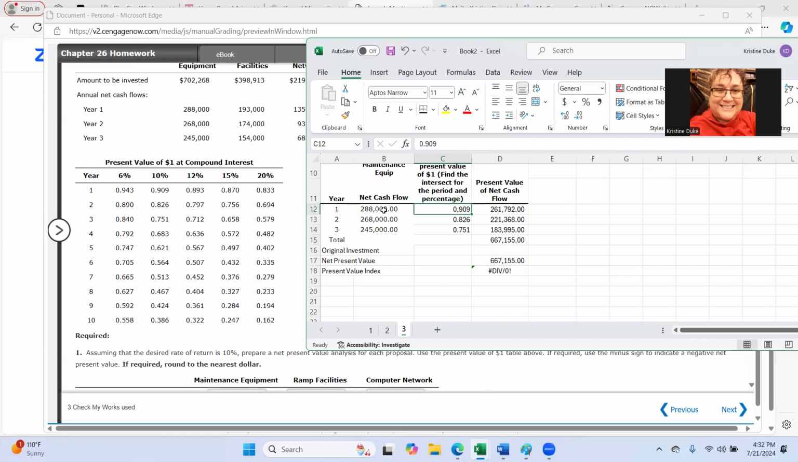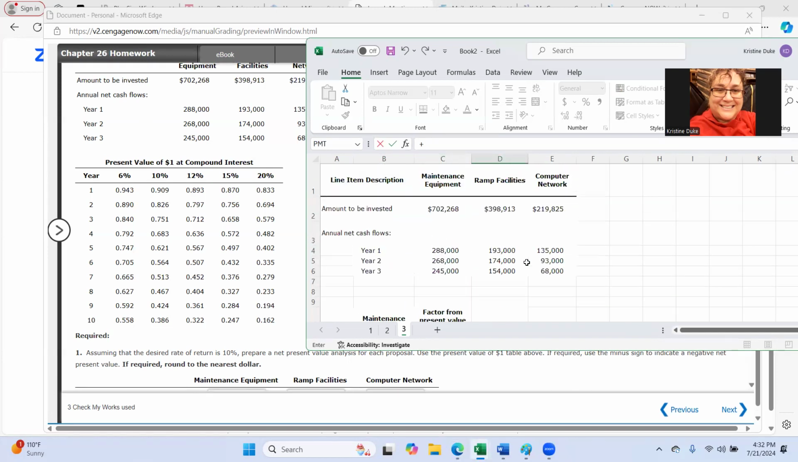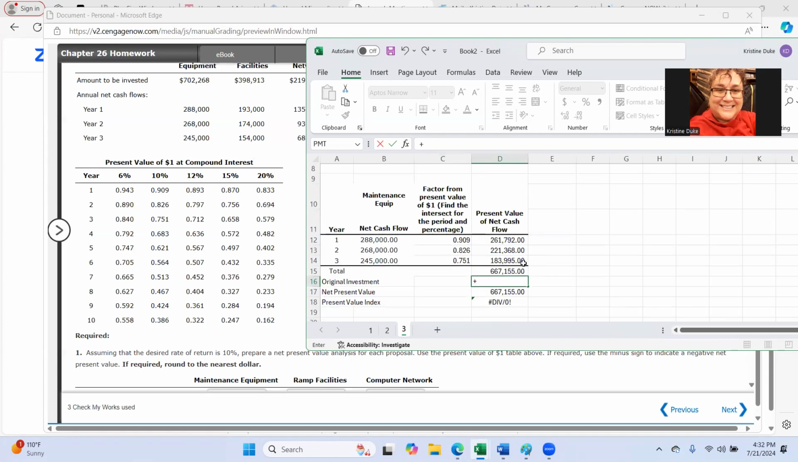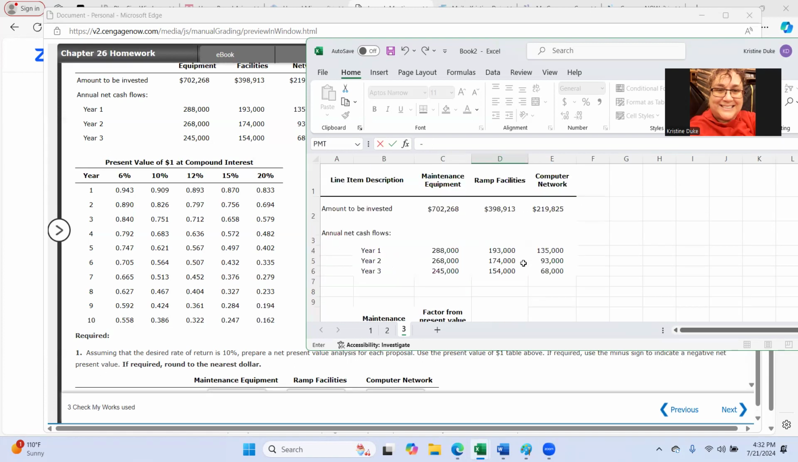Okay, so here we go. Multiply that again. I'm going to put this over here. And then we're going to look at that original investment. So I'm going to come back up here. I'm going to have to put a negative in there because that's how I've set all my formulas up. 702, 258.